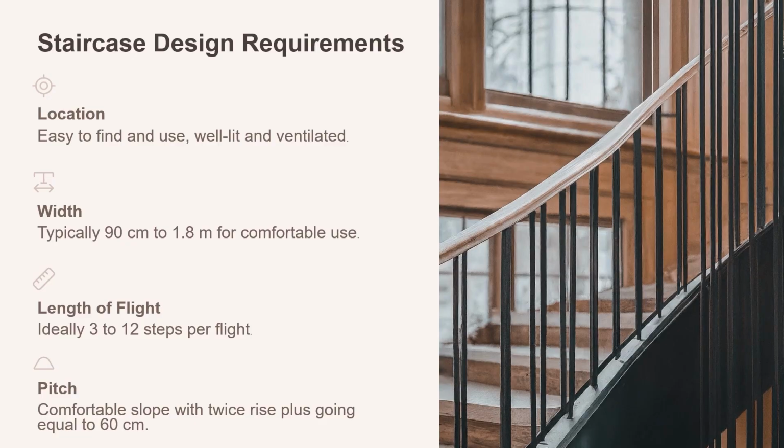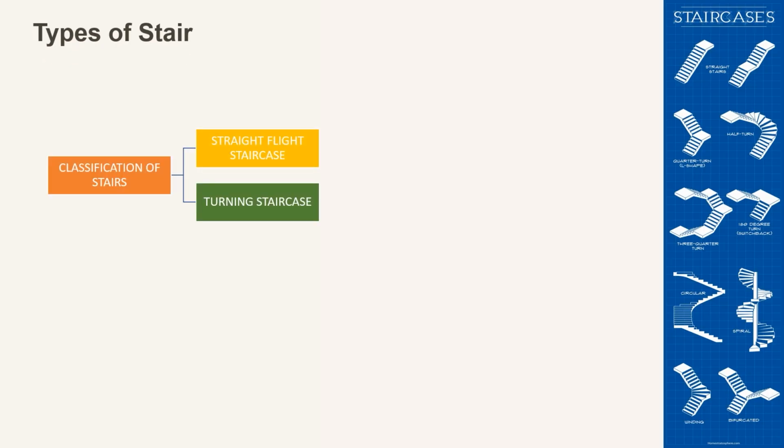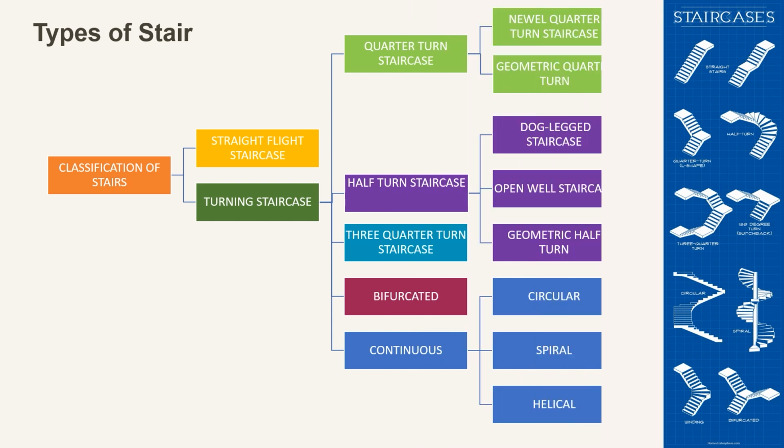Having understood the requirement of designing stairs, let us move to classification of stairs. Stairs can be classified into two broad heads. First is straight stairs and the second is turning stairs. In the turning stairs, we have quarter turn stairs, half turn stairs, in which we will be looking into dog-legged and open well stairs, then 3/4 turn stairs, bifurcated stairs and continuous stairs.